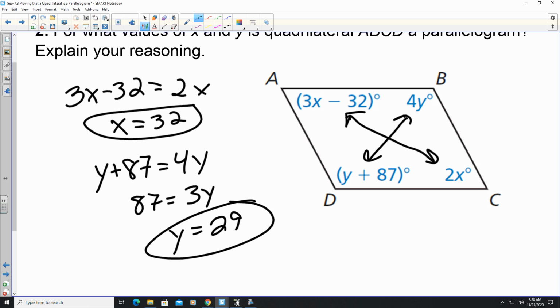All right. So the explanation is because of the parallelogram opposite angles converse. This is when x is 32 and y is 29. It is in fact a parallelogram.